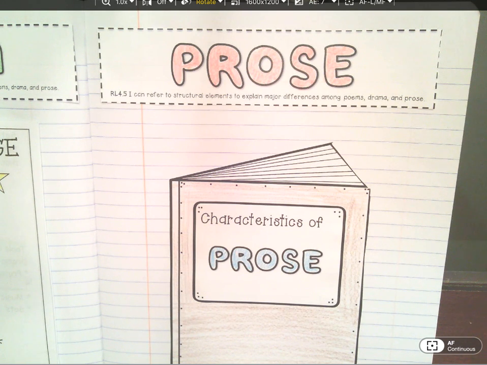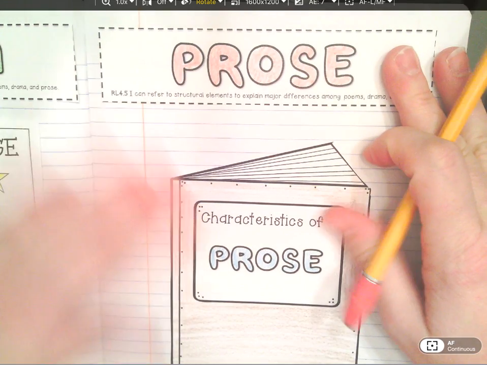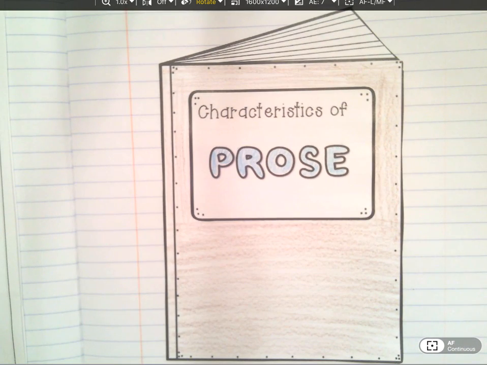However, prose is actually the kind of literature you have read the most throughout your education. Prose are those fictional stories. And so we're going to talk about the different characteristics of prose. All right, so I have gone ahead and glued in my title, and then I have my little book here that we're going to write our characteristics of prose on.